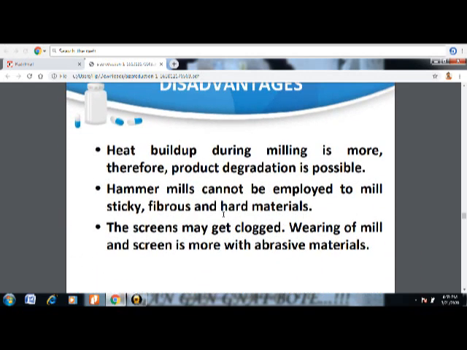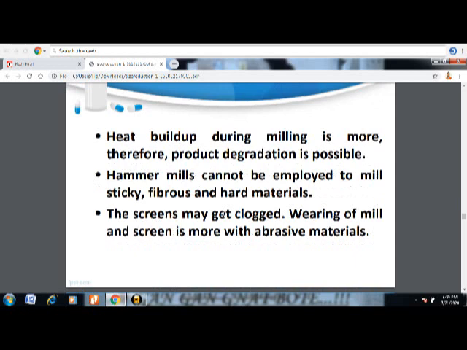Then in case of the disadvantages, now see, during the operation of this hammer mill there may be chances of the generation of heat. Maximum time, not just chances, generally heat is going to generate, and because of this heat, this mill is not suitable for thermolabile substances. Thermolabile substances are the substances which cannot withstand the heat. So such thermolabile substances may get degraded, degradation is possible. So for such substances this mill is not suitable.